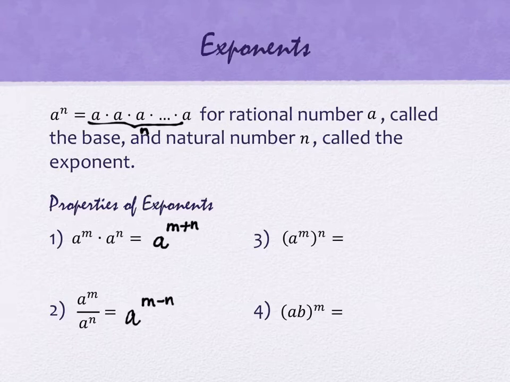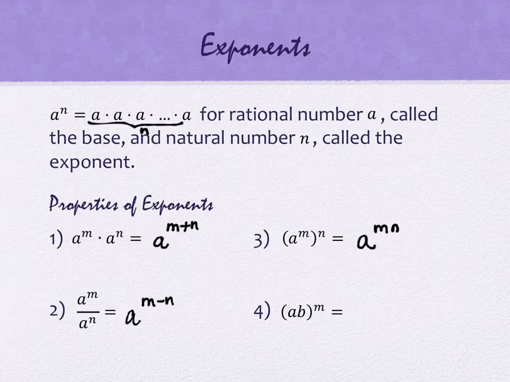How is number 3 different than number 1? There's only one base on number 3. Do you see that? On number 1, we had a to the m, a to the n. But this one is a to the m, and then that is to the power n. Any idea how that's going to change things? You are going to multiply the exponents. I'm going to show you the why of all these in a minute. You're going to multiply the exponents.